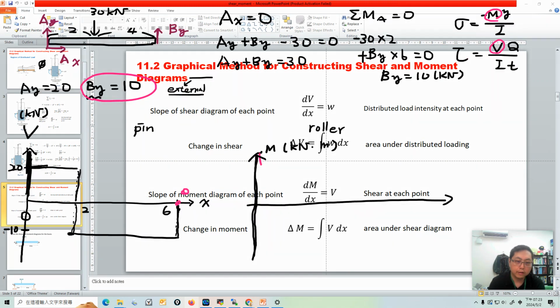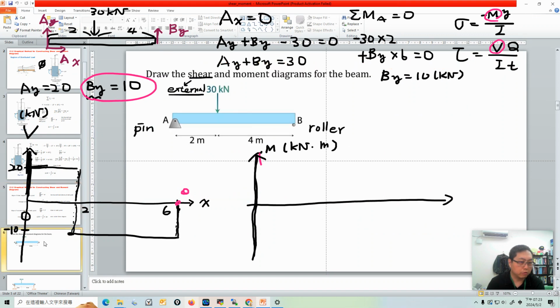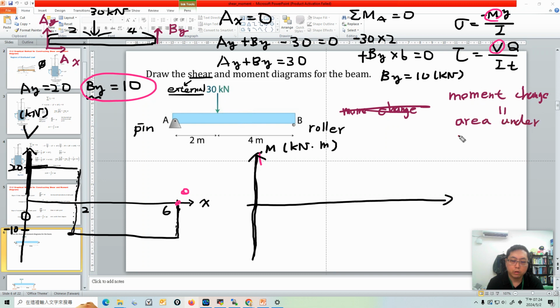So let's take a note of this. Change in moment, moment change, equals the area under the shear curve.